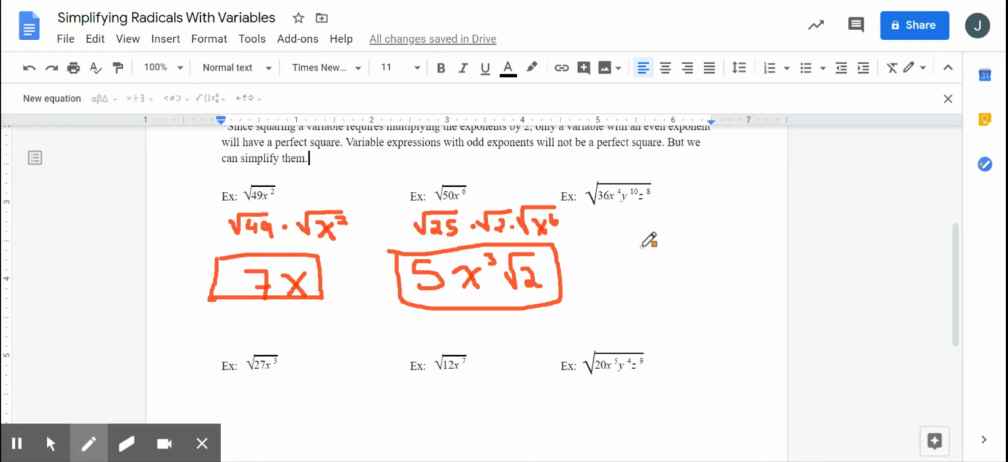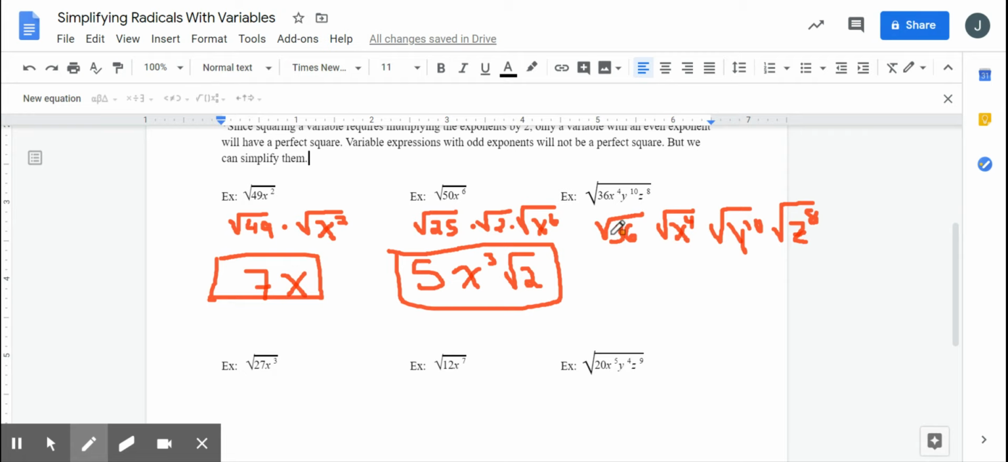Okay, now we're going to continue. We've got all even exponents. So when we break this up, we're going to have the square root of 36, the square root of x to the 4th, the square root of y to the 10th, and the square root of z to the 8th.